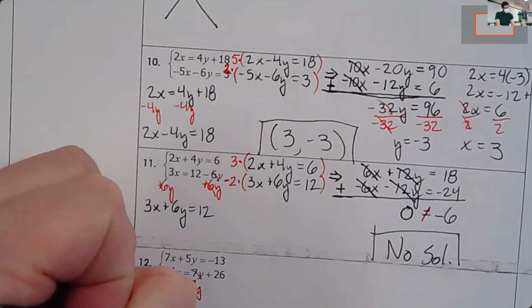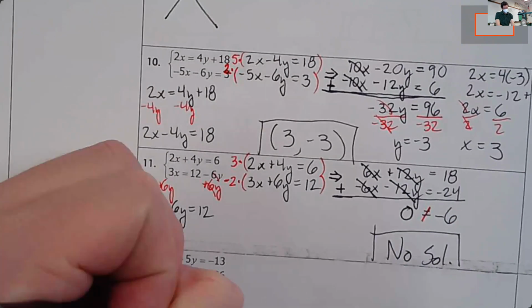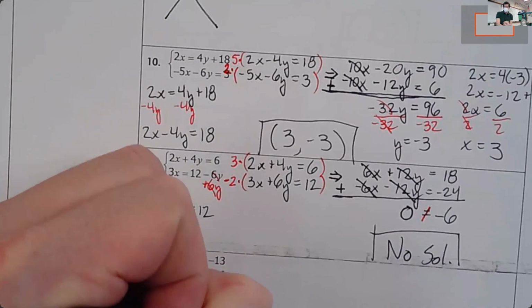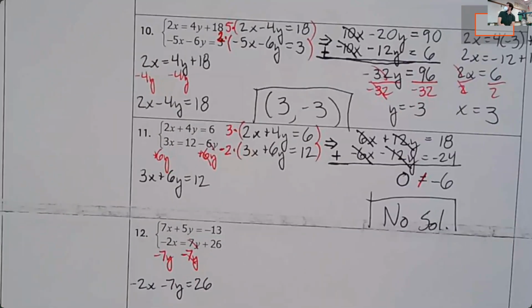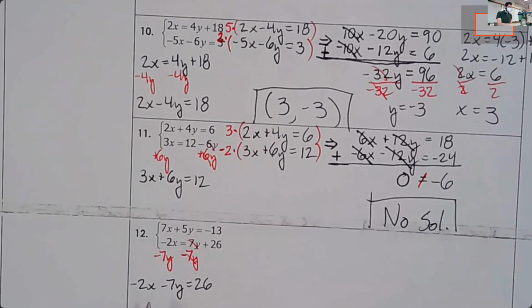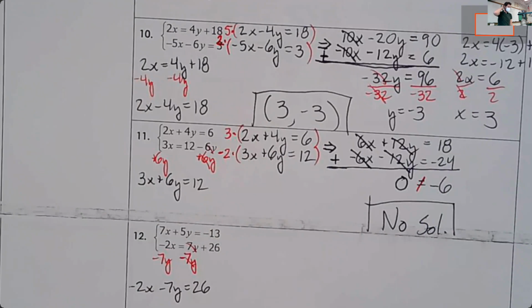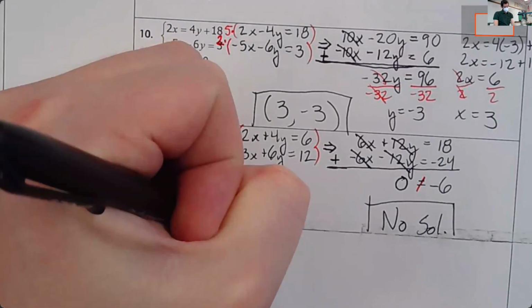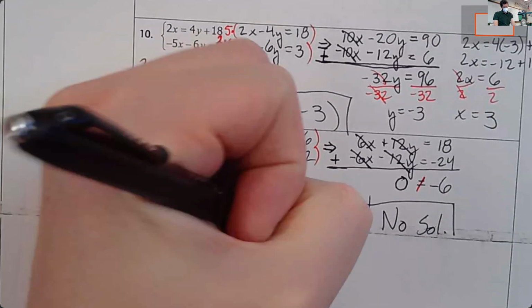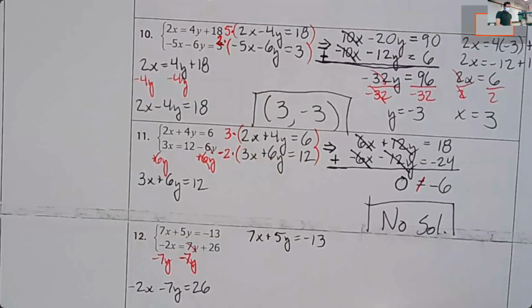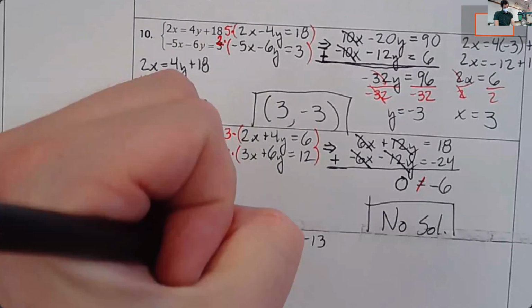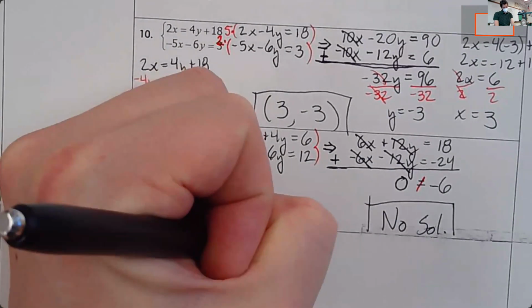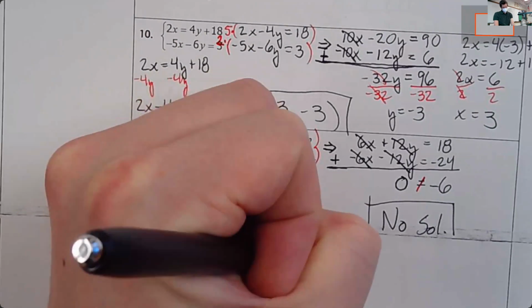And that will give us negative 2x minus 7y equals, that's a positive 26, so that just equals 26. So negative 2x minus 7y equals 26. That will be our second equation that we write on our next step here. The first equation stays the same, so 7x plus 5y equals negative 13. The second equation will be negative 2x minus 7y equals 26.